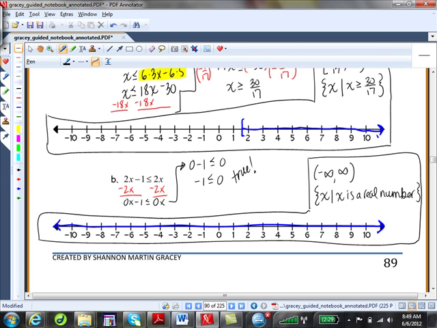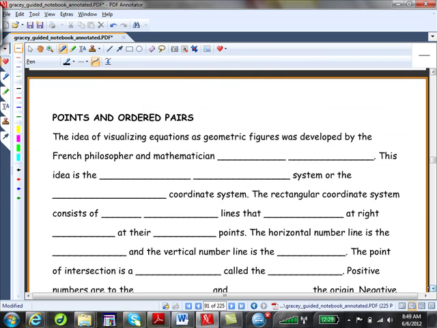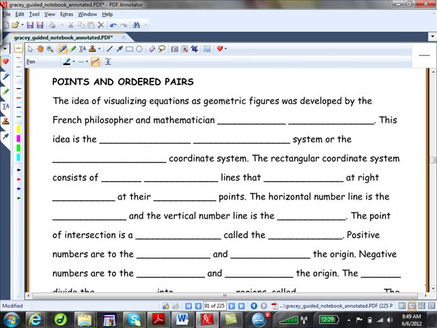Good. All right. Well, hopefully you're all warmed up. So now we get into some new material. Well, let's check it out. Good stuff here. Okay, points and ordered pairs.